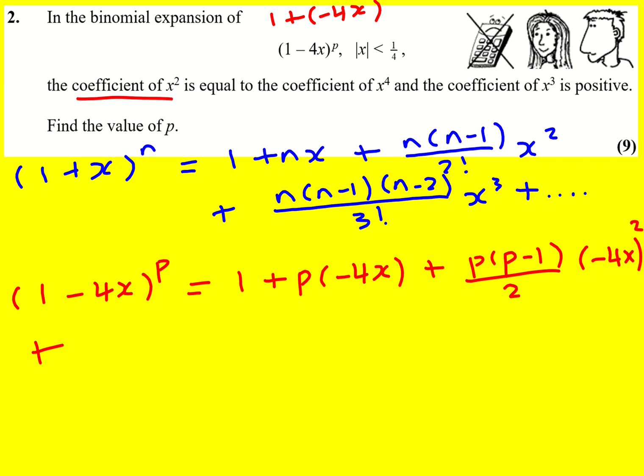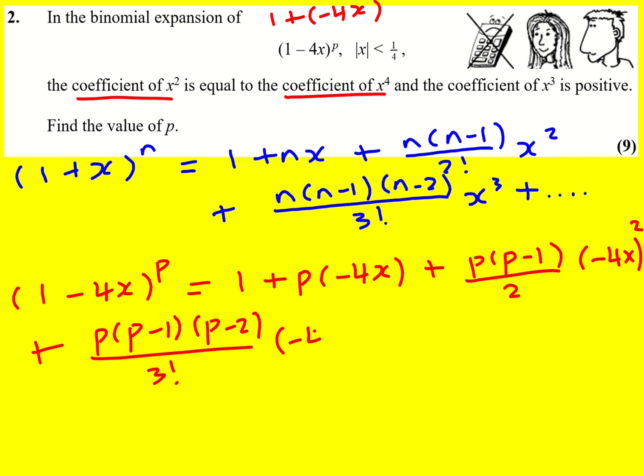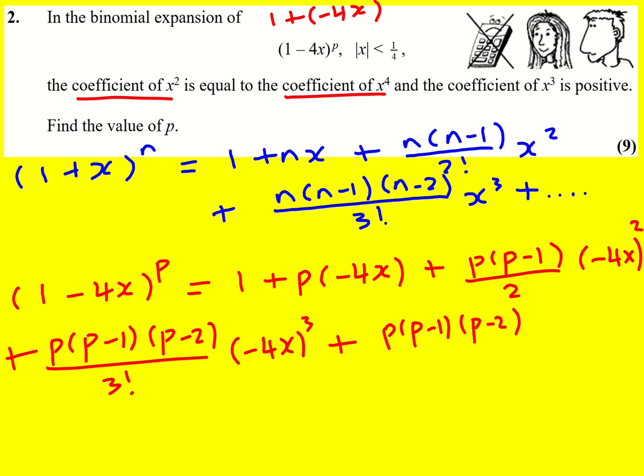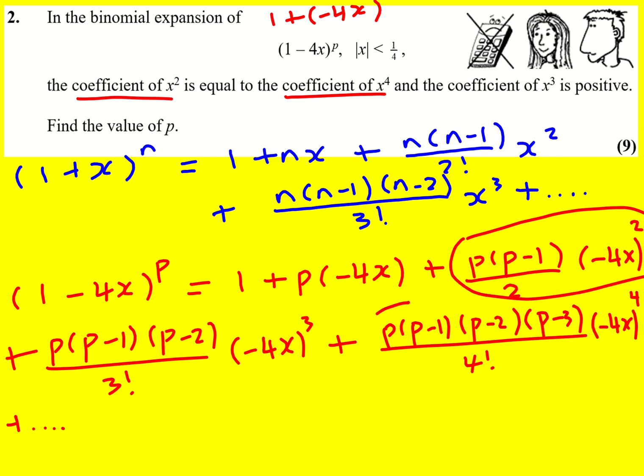And where are we headed with this? We're interested in the coefficient of x squared and the coefficient of x to the 4. Okay, divided by 3 factorial. Sorry, I'm just running out of room here. Okay, there we go. Now we've got these coefficients, so I'm interested in this thing and this here.